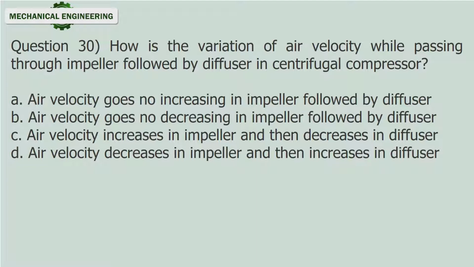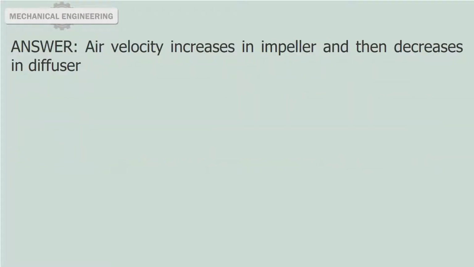Question 30. How is the variation of air velocity while passing through impeller followed by diffuser in centrifugal compressor? A. Air velocity goes on increasing in impeller followed by diffuser. B. Air velocity goes on decreasing in impeller followed by diffuser. C. Air velocity increases in impeller and then decreases in diffuser. D. Air velocity decreases in impeller and then increases in diffuser. Answer, air velocity increases in impeller and then decreases in diffuser.